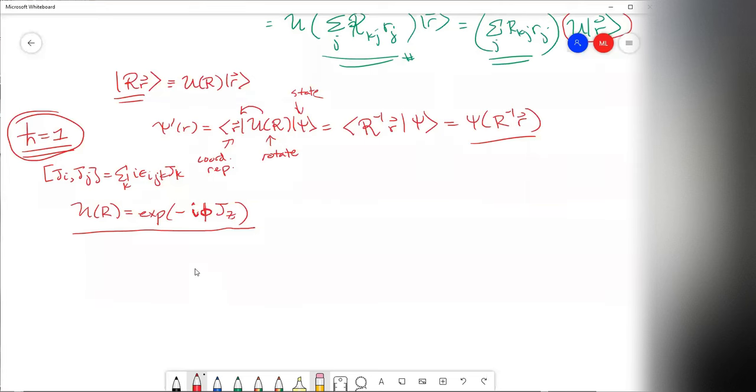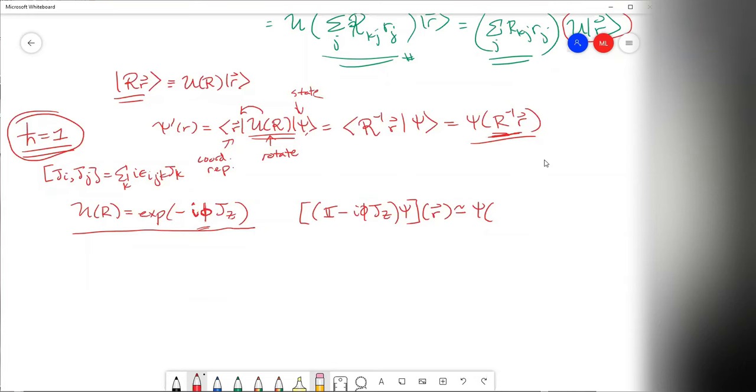Okay, so let's look at a rotated state for small phi. For small phi, that would be the identity minus i phi Jz acting on our state. And we're just going to look at this rotated state as a function of r. So it's U of r acting on psi, and we're looking at the coordinate representation. So we know what that has to be. What is that? Well, it has to be psi at the inverse rotation.